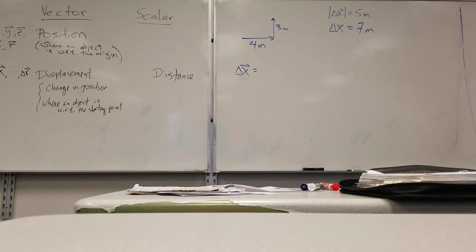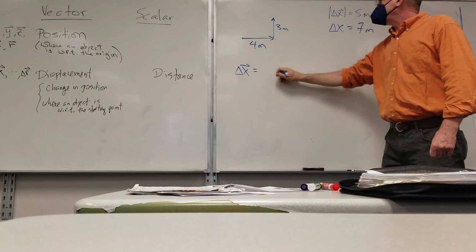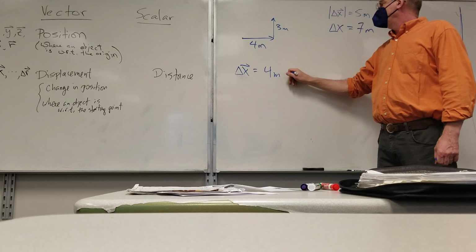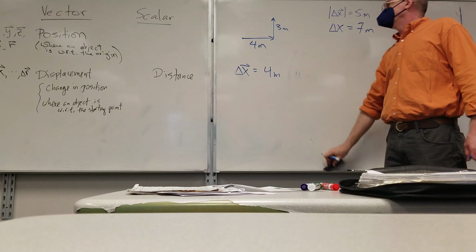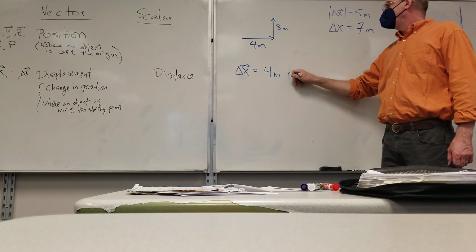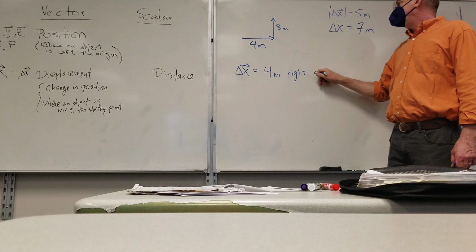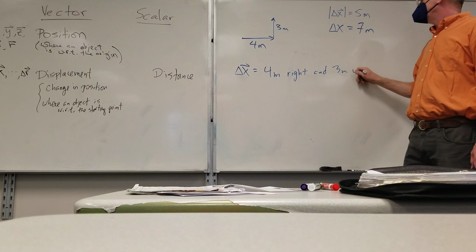Chloe? Going like 4 meters to the right and then 3 meters back. Back is a vague word, okay? I guess that's it. Yeah, we'll go with that. All right, so my displacement: 4 meters to the right. You just said right, so I think the "to the" is implied. 4 meters right, and 3 meters up.